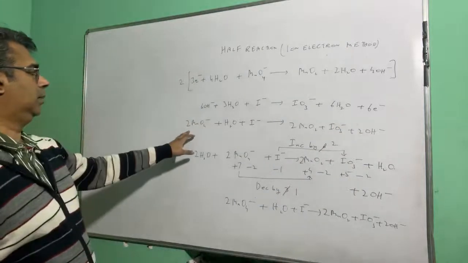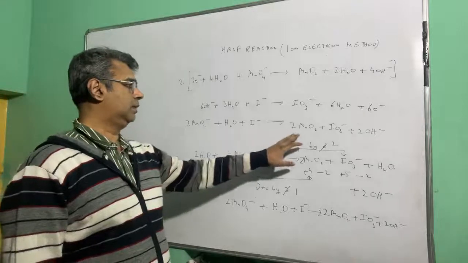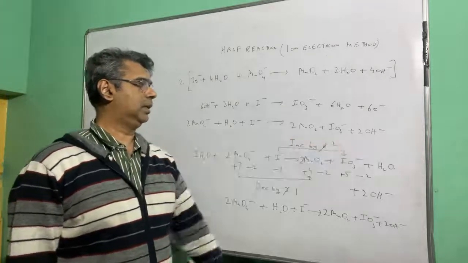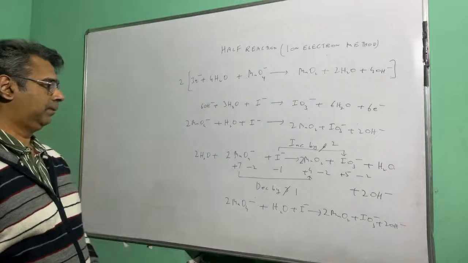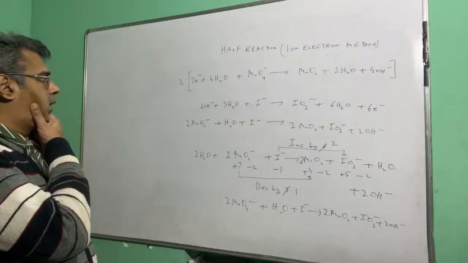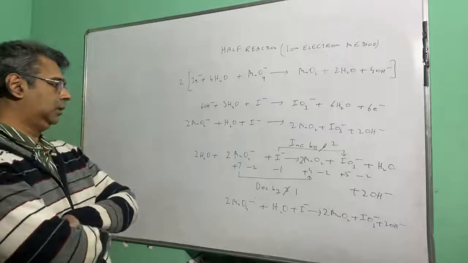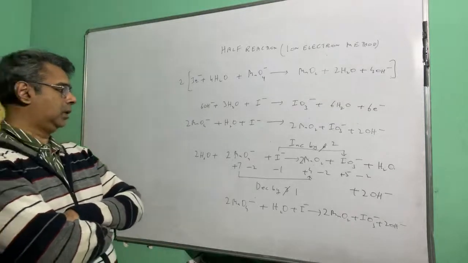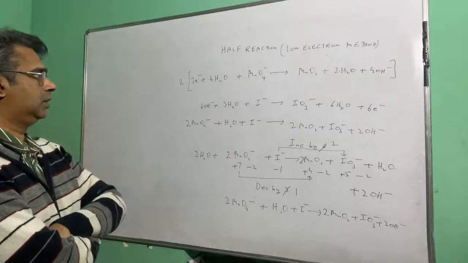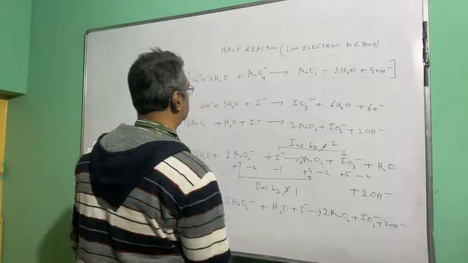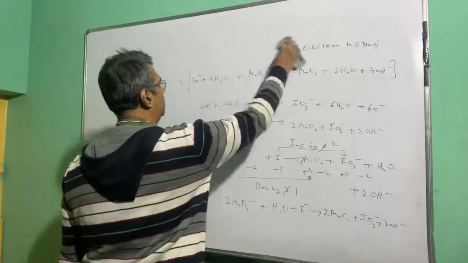So you will get 2MnO4 minus plus H2O plus I minus is 2MnO2 plus IO3 minus plus 2OH minus. That is the same answer, right? Okay. Now, one thing all of you must remember, because this comes in competitive exams very often.